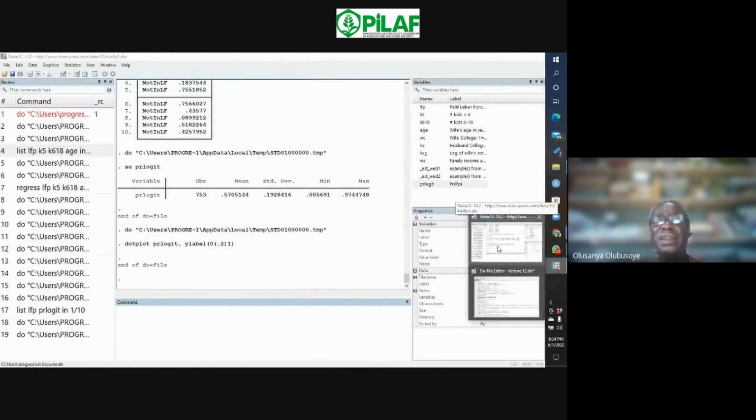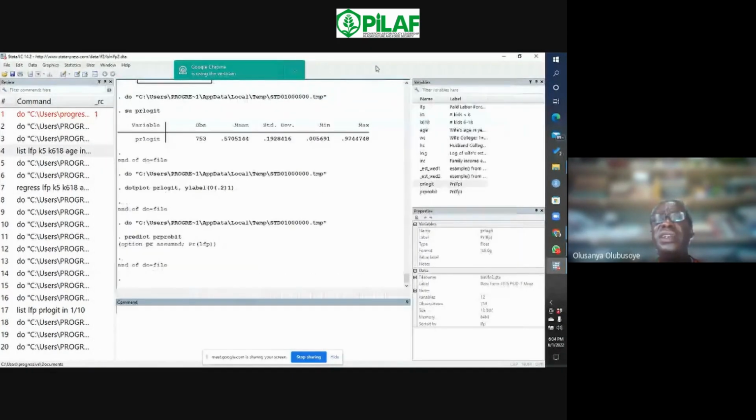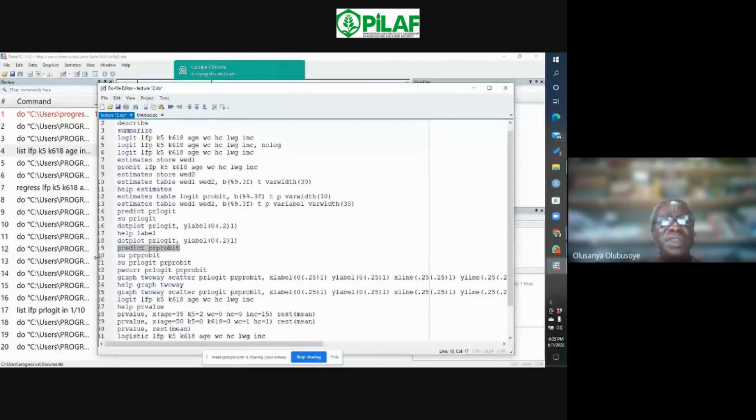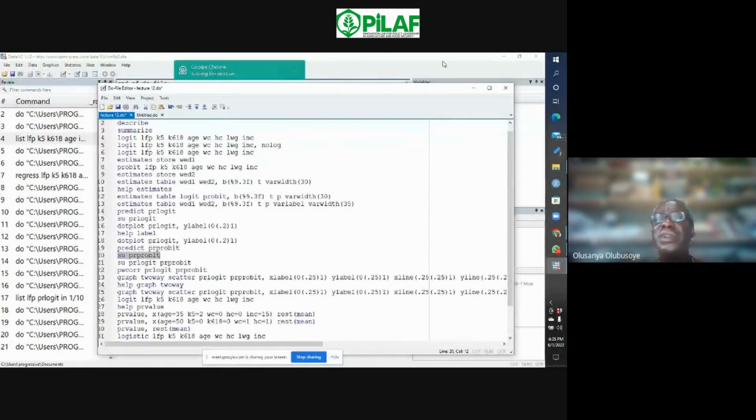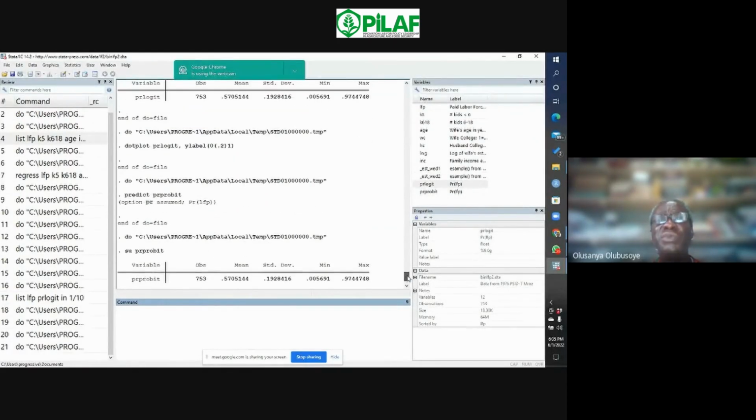Then let's go back. Let's also do the same thing for the probit. So I use line 19 to obtain the probabilities for the probit. I can also summarize the probabilities using the command in line 20. So this is the summary. If you look carefully, they appear to be the same.